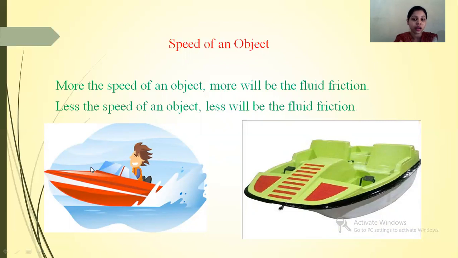And in the paddle boat, the speed of the paddle boat is less, and hence the fluid friction is also less here. Means the resistance of the water is less in the paddle boat, but the resistance of the water is more in the speedboat. Means if the speed of an object is greater, then the fluid friction is also greater, and if the speed of the object is less, then the fluid friction is also less. Okay, so this is another factor. The fluid friction also depends on the speed.